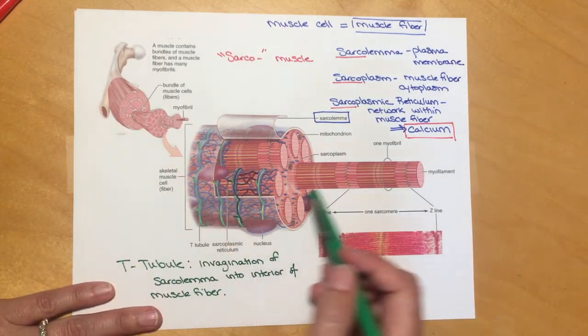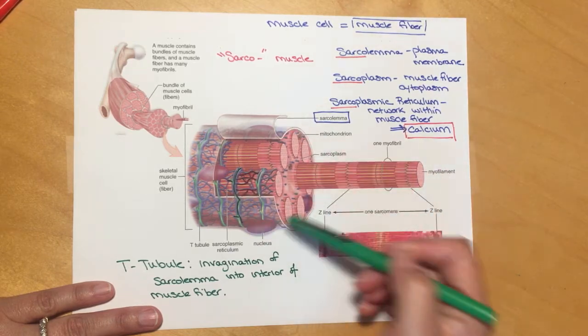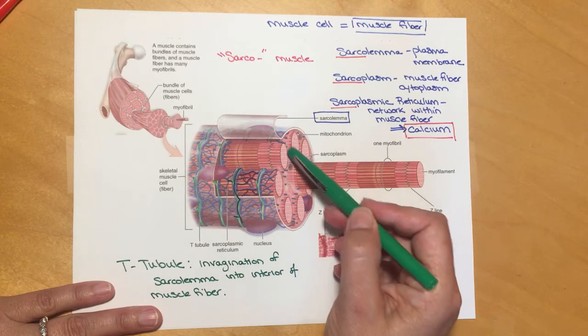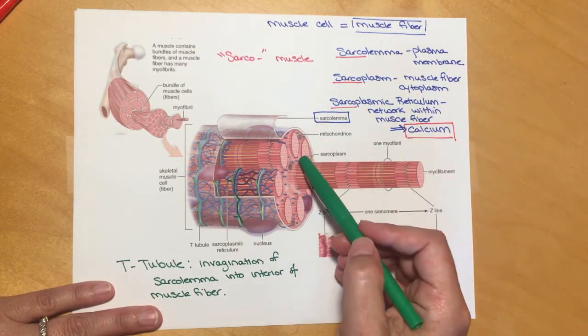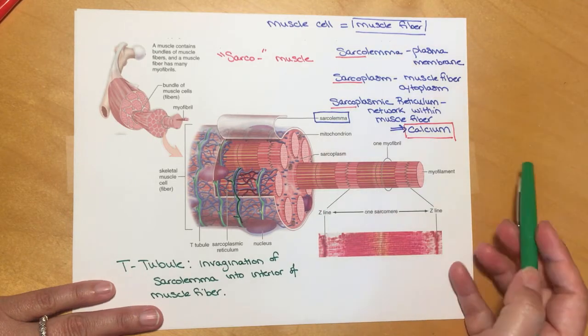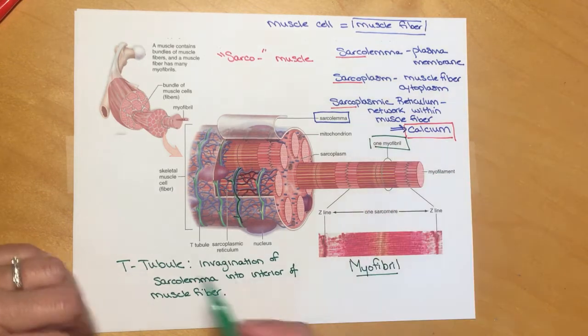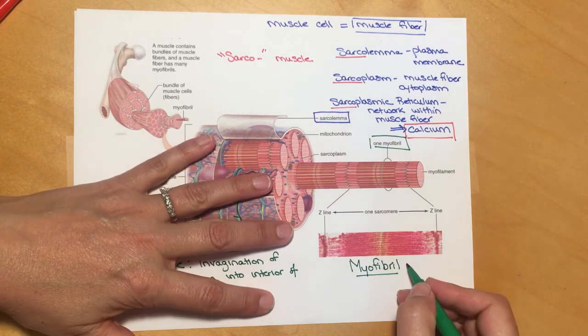So you can see this picture from your textbook. Right here is one muscle fiber. So this is one cell. It's filled with these round objects. You can see one's kind of pulled out. This object that's being pulled out is called a myofibril. And a myofibril is just a cluster of different myofilaments.